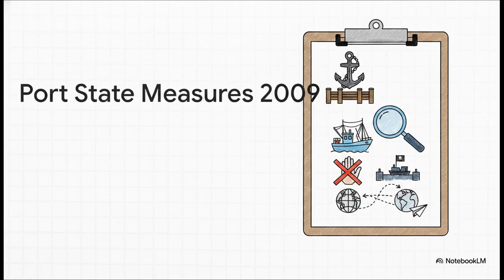To combat this, international law developed another patch, the 2009 FAO Port State Measures Agreement. This was a real game changer. It was the first binding international agreement targeting IUU fishing not out on the open water, but through port controls.